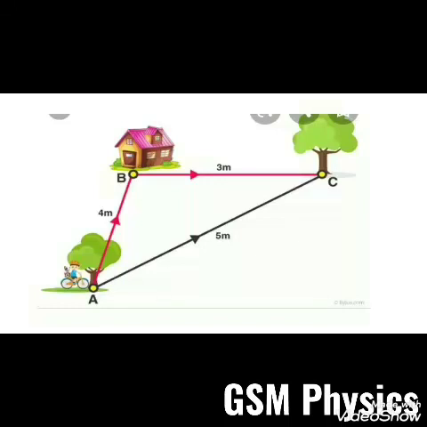The man at the tree is at A. The tree is at C. The house is at B. The A to C is a distance and a displacement.